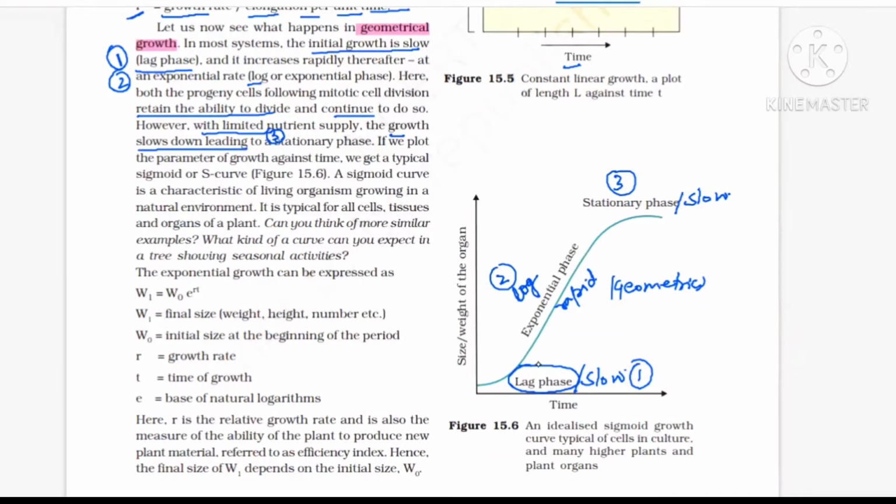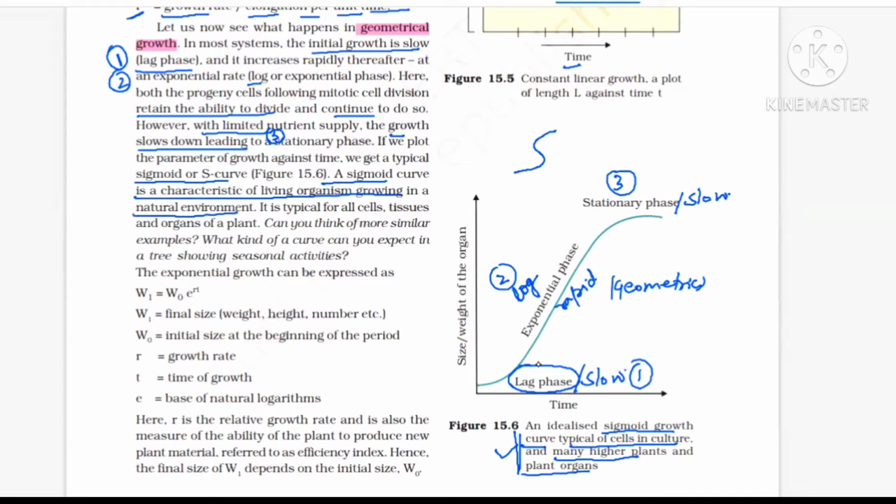So you are getting a diagram of S. Check whether you are getting the diagram of S this way. So this is known as the sigmoid growth curve, which is typical of cells you will find in the culture plate. You will find it in many higher plants, and many plant organs will show these types of growth curve. If we plot the parameter of growth against time, we get a sigmoid or S curve. And it is a characteristic of living organisms which are growing in the natural environment.